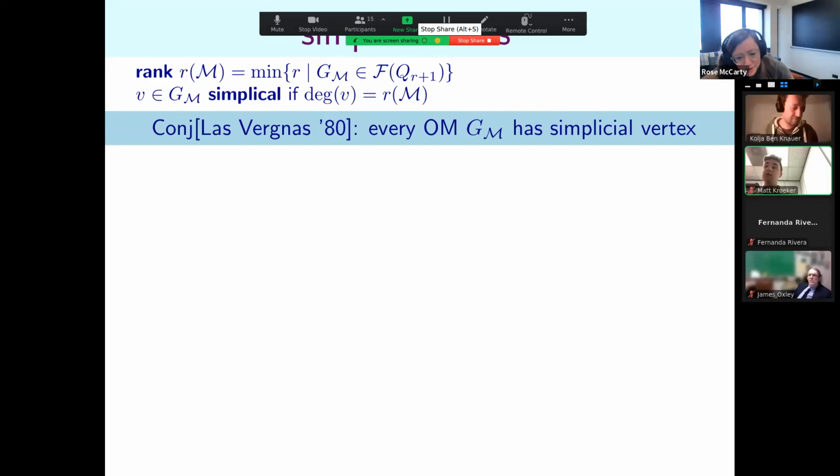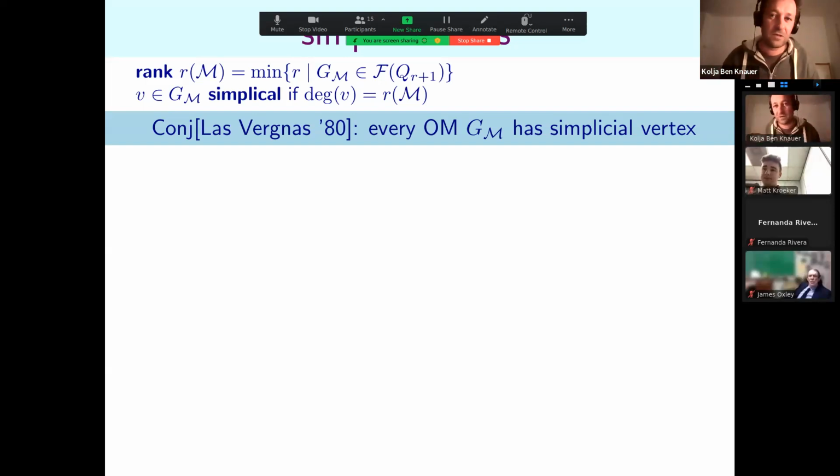Can you give a reminder for what Q_r is? Q_r is just a hypercube of dimension r. So this is a partial cube in particular. It's kind of the clique of partial cubes in a certain sense.